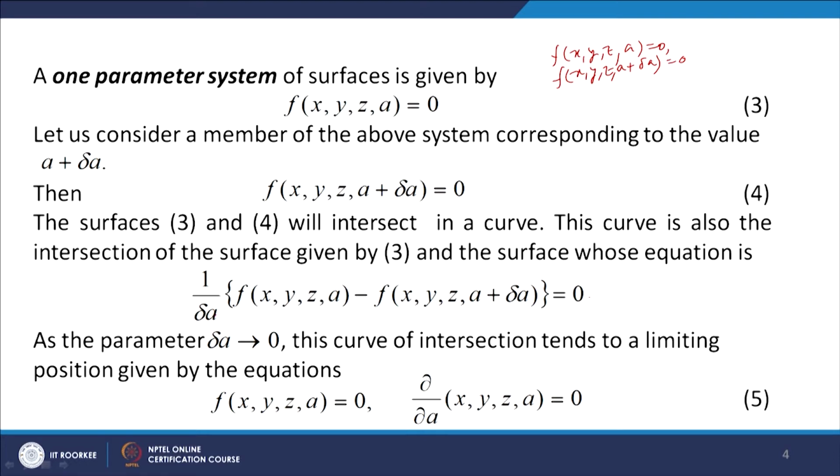Now, as the parameter delta a tends to 0, this curve of intersection tends to a limiting position. When delta a goes to 0, [f(x, y, z, a) - f(x, y, z, a + delta a)] divided by delta a will tend to the partial derivative of f(x, y, z, a) with respect to a. So, the curve of intersection tends to a limiting position, which is given by this equation 3, that is f(x, y, z, a) = 0, and the equation partial derivative of f(x, y, z, a) with respect to a equal to 0.